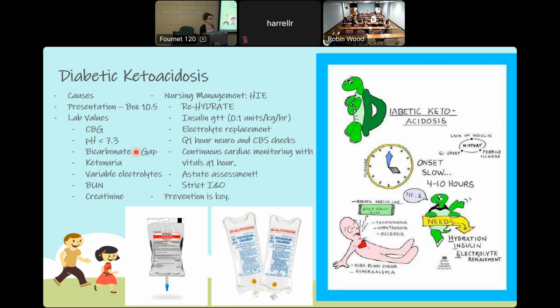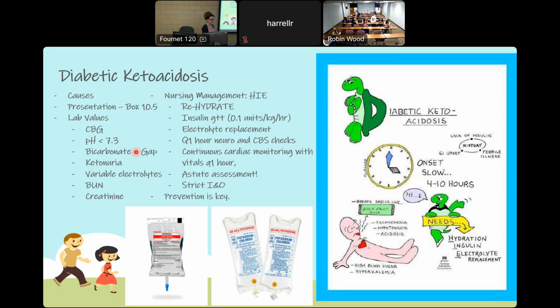So the big thing you need to think of with DKA is all the osmotic gradients, like the osmotic concentration of the blood versus the osmotic concentration of the cells, especially in the brain. We can absolutely kill a DKA patient with fluid shifting in and out of their brain. Huge safety thing there.